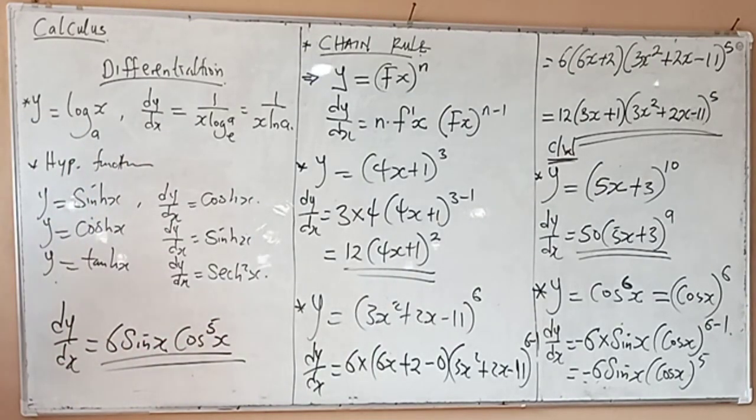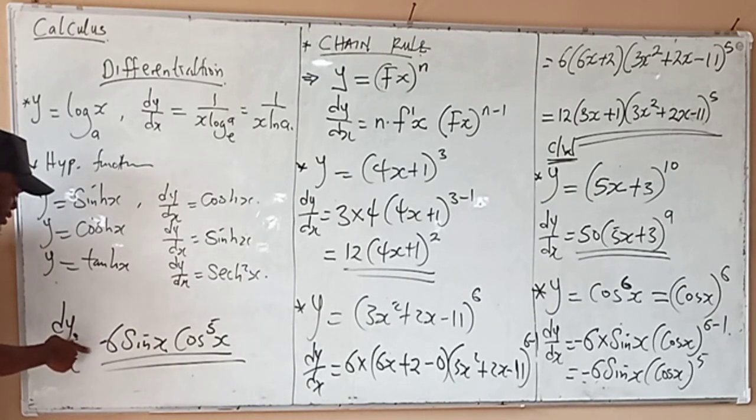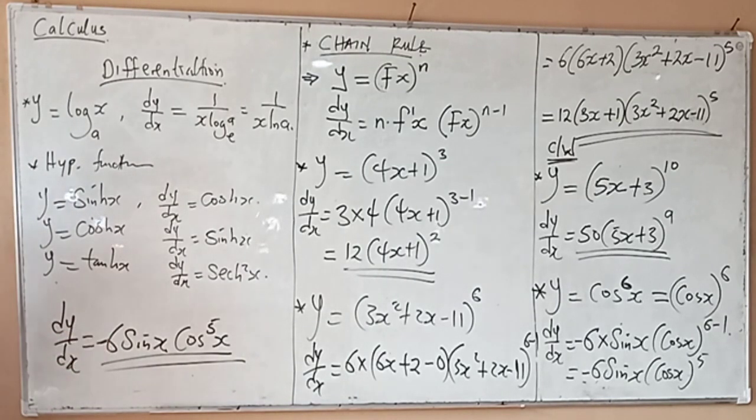So dy over dx is equal to the answer. Please remember the minus here. Don't fail to put that minus. Very important. Minus 6 sin x cos raised to power 5 x. That's what we do.